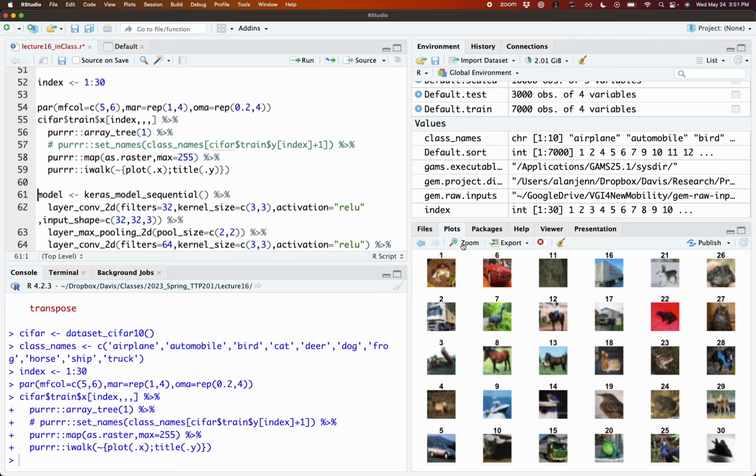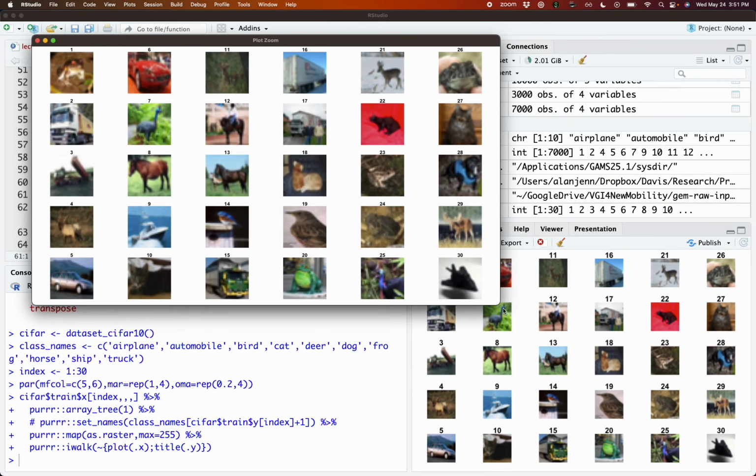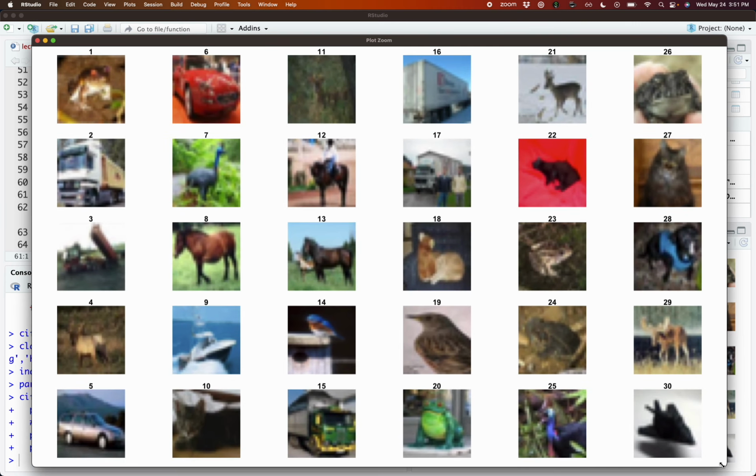So these are 32 by 32 images. What's this? Frog, car, deer, truck, deer, frog. Emu. It's not going to get that specific, unfortunately. Horse, truck. Okay, anyways, you get the idea. But these are fairly crappy images, right? Very low fidelity. It's only 32 pixels by 32 pixels. And we're going to see how well it does.